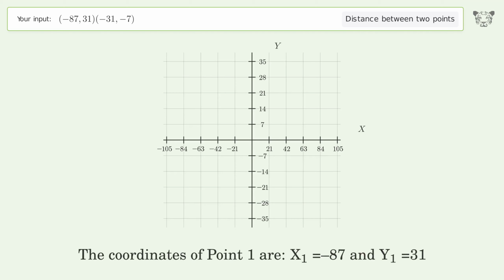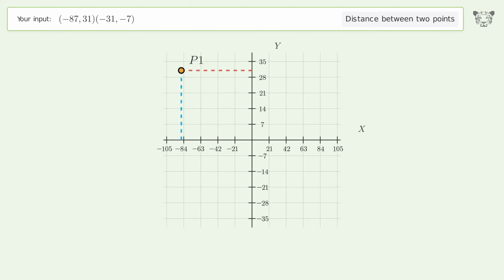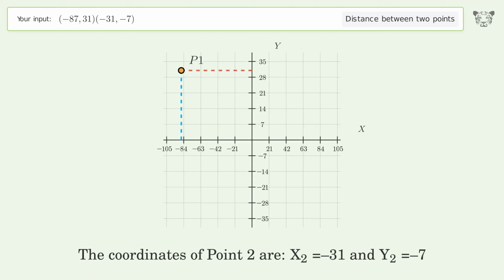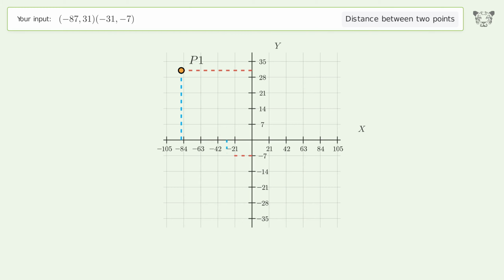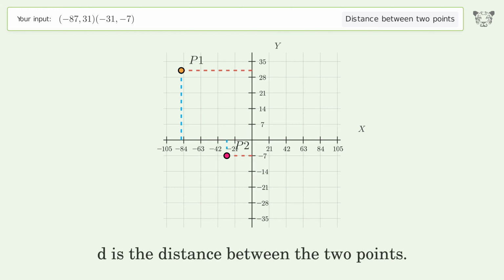The coordinates of point 1 are x1 equals -87 and y1 equals 31. The coordinates of point 2 are x2 equals -31 and y2 equals -7. D is the distance between the 2 points.